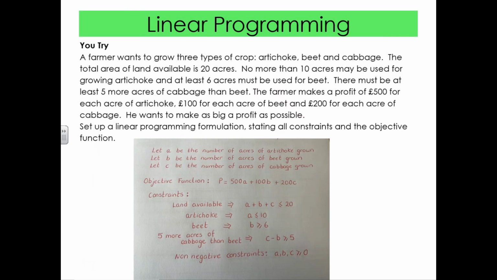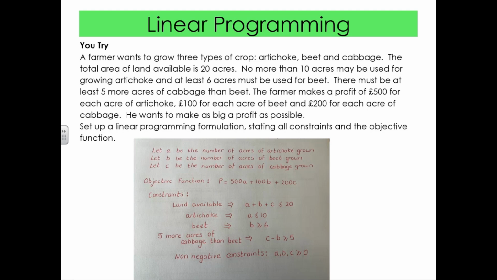It hasn't said whether they're maximising the profit. It does say it wants to make as big a profit as possible. Yeah, in the question, it says he wants to make a big profit. In the solution, it just states the objective function. It doesn't say whether you're maximising or minimising, and you do need to say that. Okay, so make sure it says maximising profit.